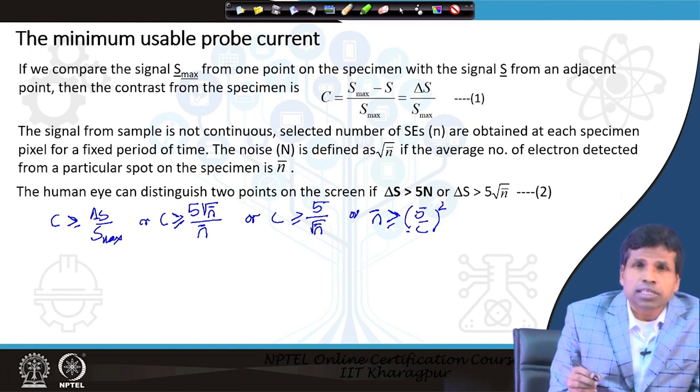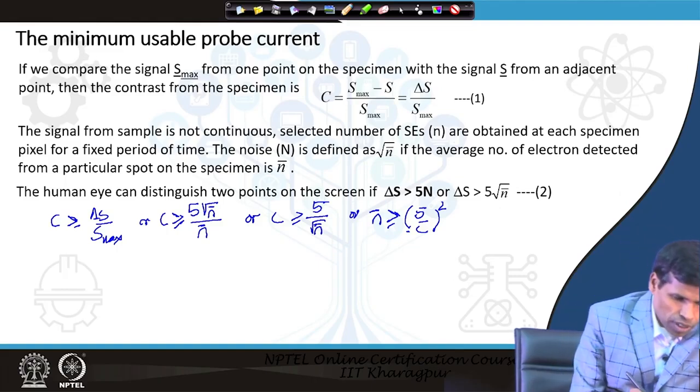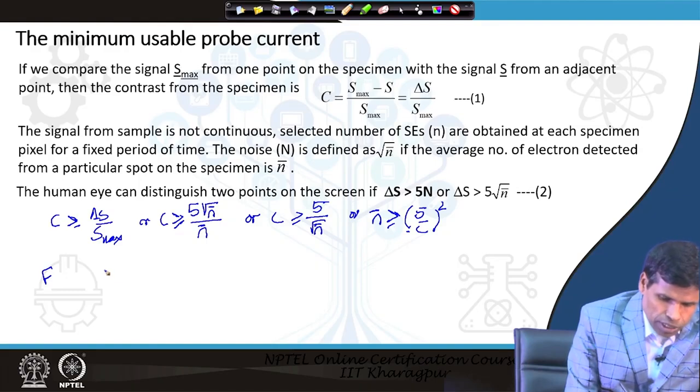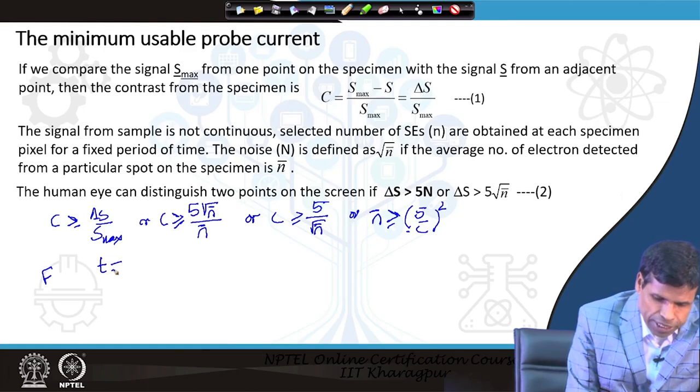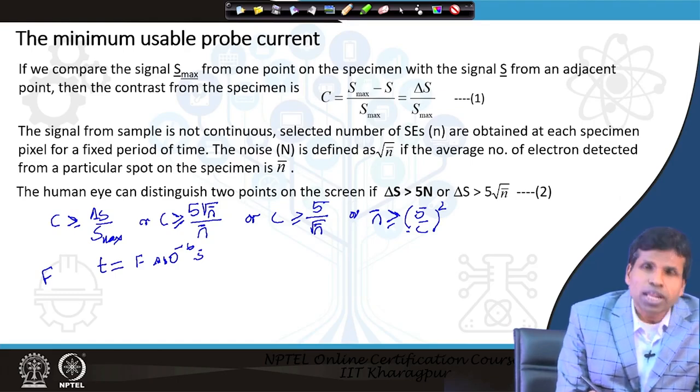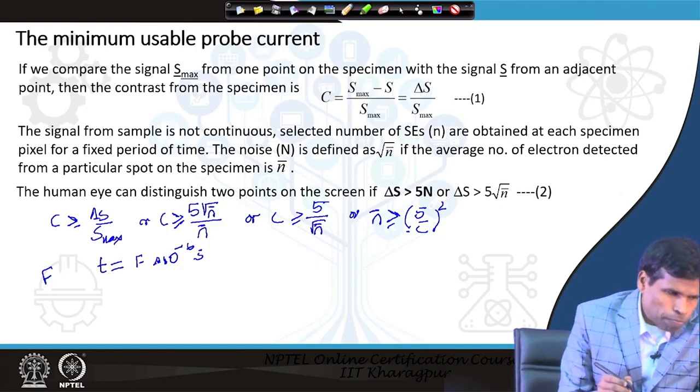And we know that the electron beam dwells at a particular point on this specimen for a certain period of time. If we have a frame that has 10 to the power 6 pixels, and if we want to scan the frame within a second, then the beam has to dwell 10 to the power minus 6 second at each pixel. So, let us say F is the frame scan time, and if the frame has 10 to the power 6 pixels, then the dwell time for each pixel can be F into 10 to the power minus 6 second. If the beam dwells for a longer time, then we will have more electrons, or signal, generated from this specimen.